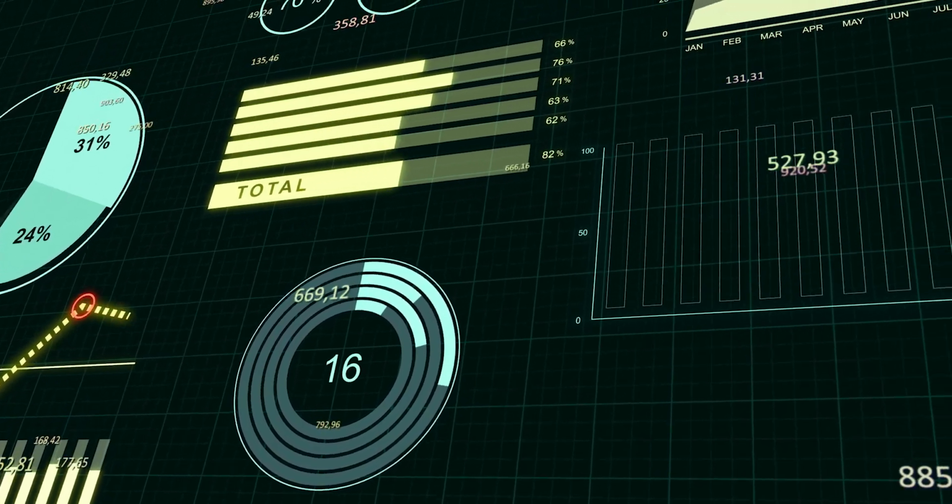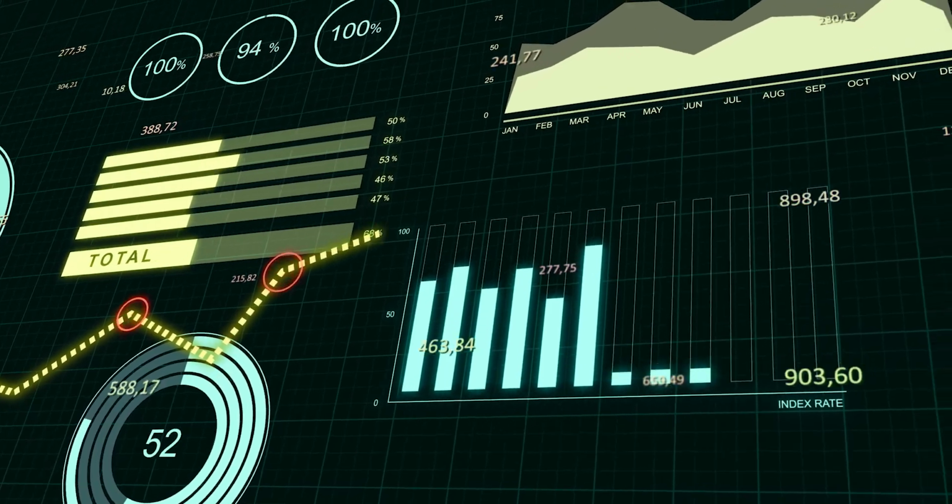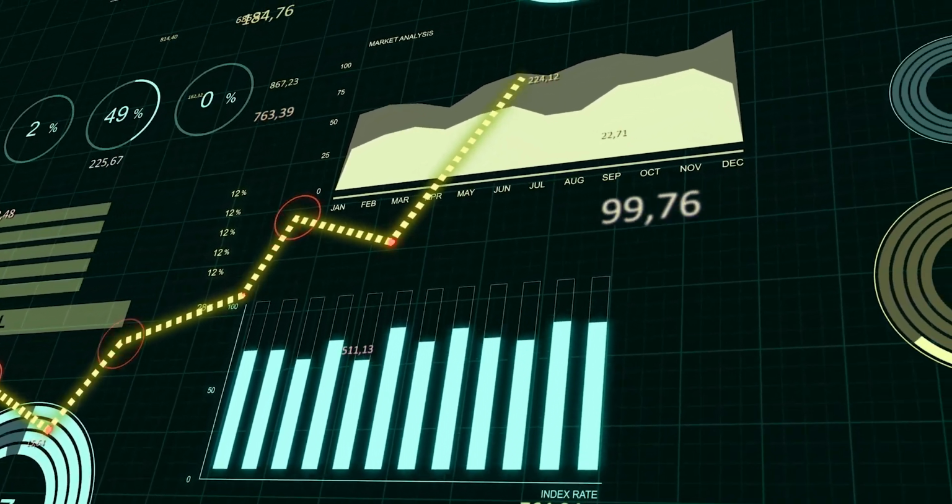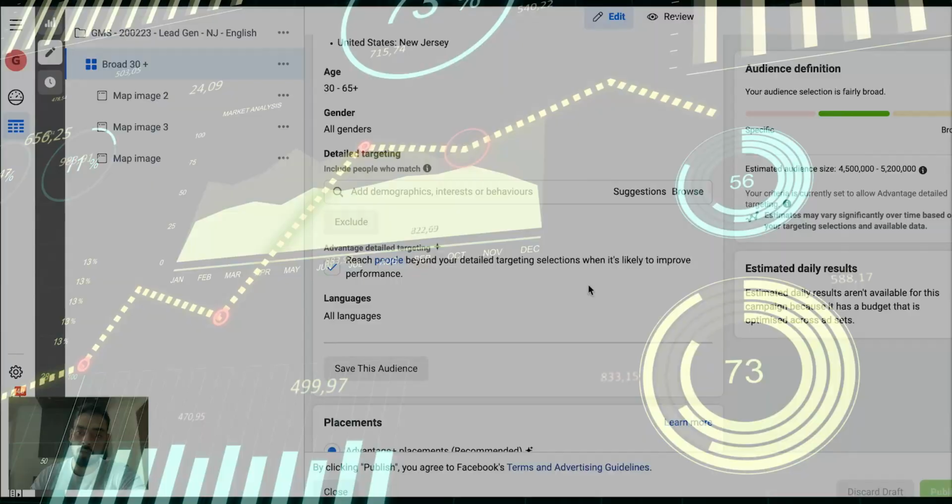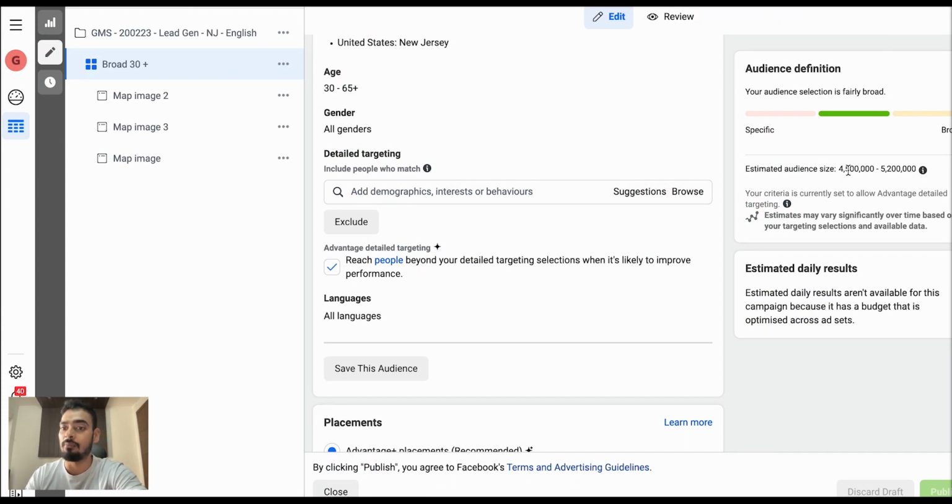So that's one of the minor tweaks that you can do that will improve your performance immediately, within 1 or 2 days, and you can see the changes. Because broad targeting simply has more audience size to cover. You can see here we have almost 5 million people. So even though we are getting higher frequency, we have a lot more people, and Facebook will find more similar personas, and Facebook will try to target those as well.